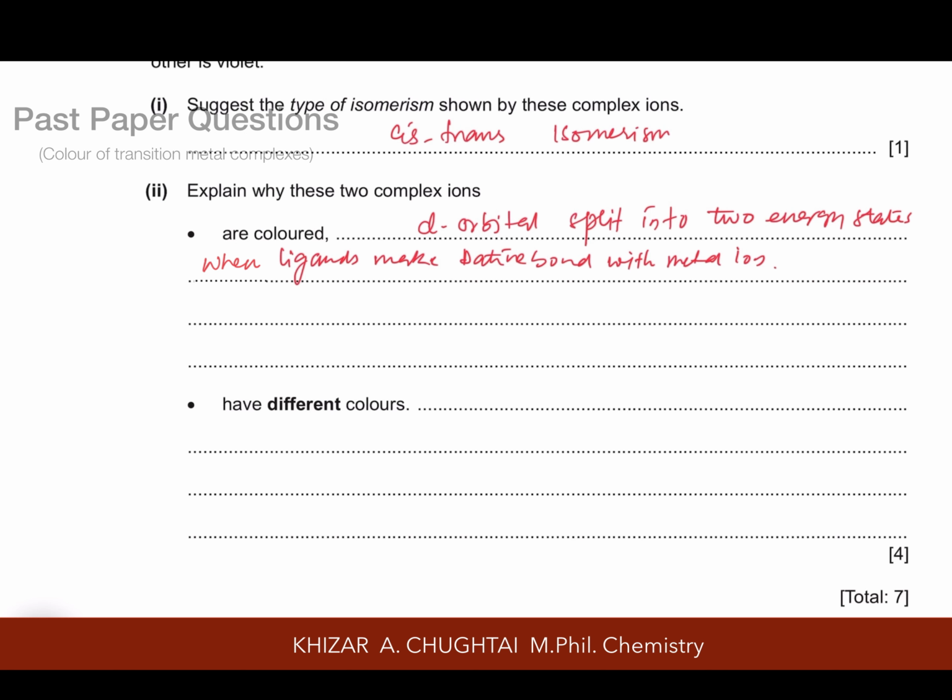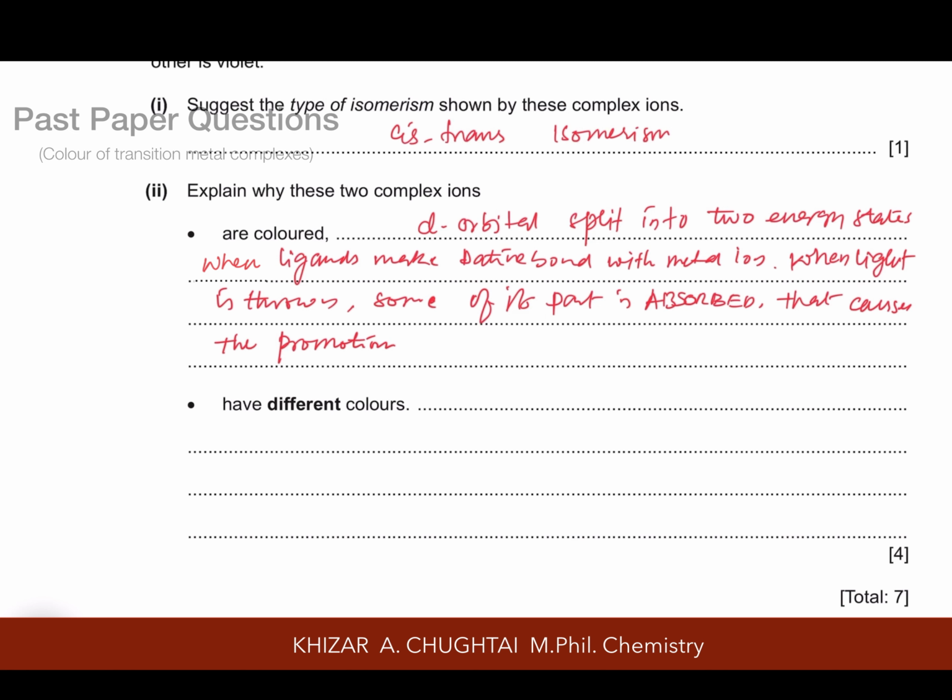Again, when the white light is thrown on the complex, some of its part is absorbed, that causes the promotion of electrons from low energy orbital to high energy orbital. So this is a specific reason for 2 marks.